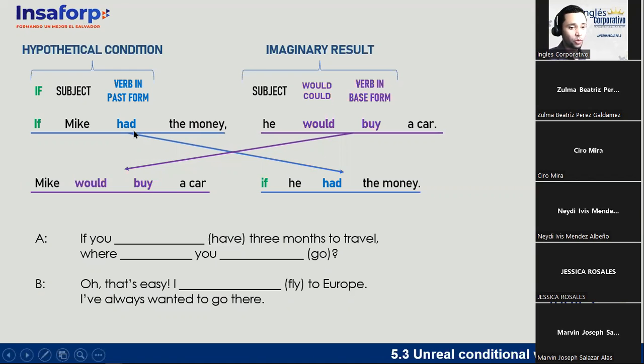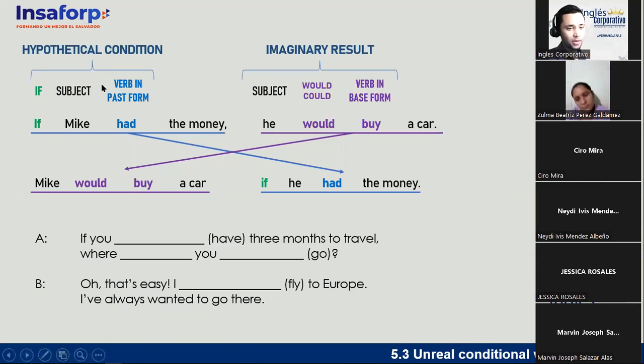Now, something to remember also is that you don't necessarily have to begin with that condition and finish with a result. No, you can also start with the result and finish with a condition. For example, you can say, Mike would buy a car if he had the money. And the sentence is okay, there's nothing wrong with it. The only difference is, if you begin with the result and you finish with the condition, you don't use a comma. No comma for this type of sentence. But if you begin with the condition and you finish with the result, then the comma is necessary. You have to use it. So how do you recognize the condition?